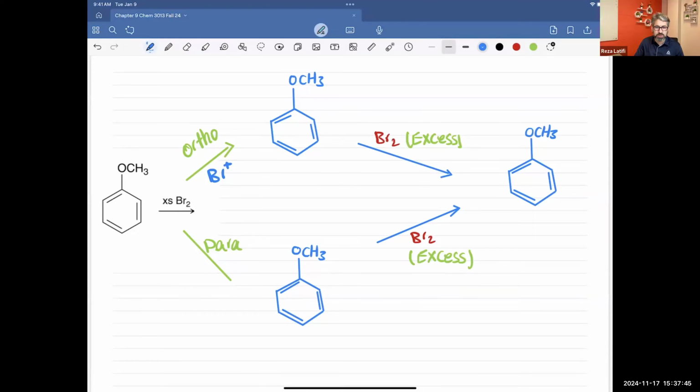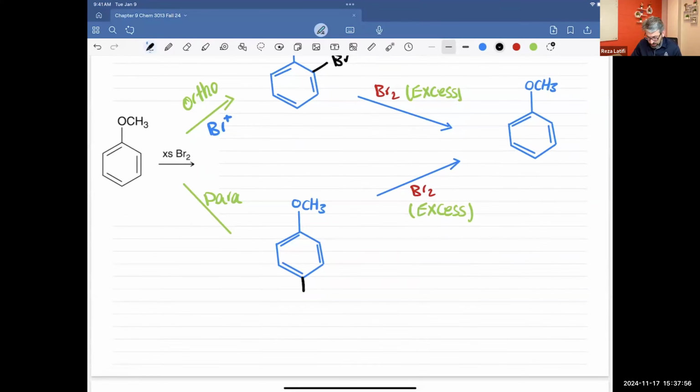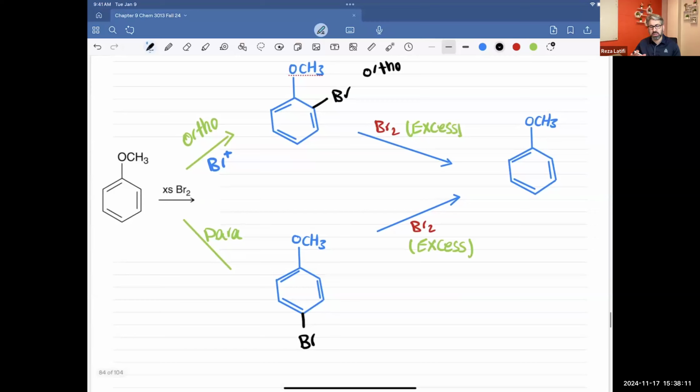Okay, so now when we add the Br plus, if you add it through the ortho position, you will get the Br here, and this is going to be ortho, or it can be added through the para position, and in that case we will have para-bromoanisole, and this product is still active enough. Why? Because it has 2 lone pairs on oxygen, and the reaction is not going to stop here. If you add excess bromine, the reaction is going to go 2 steps more.